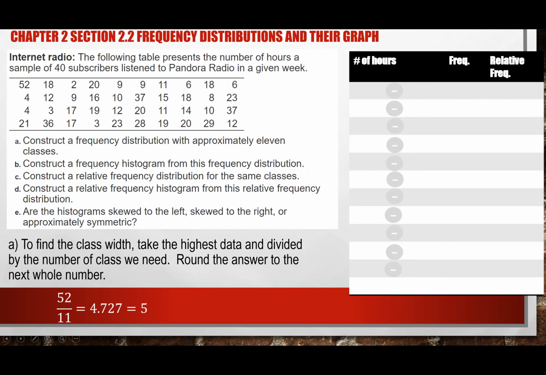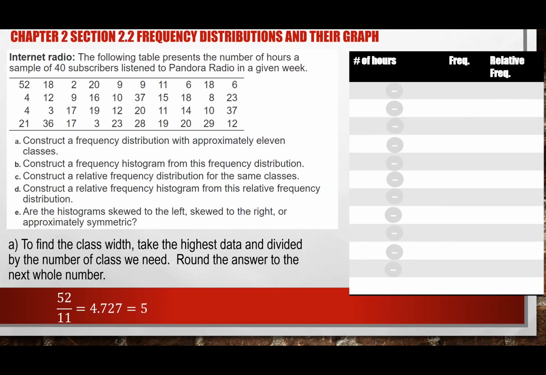The other thing is, for this author, how do we determine the first lower limit? The author basically asks you to look at your data. Whatever the smallest data is, you always go down. If your smallest data is 2, you go down to 0. If your lowest data is, say, 14, you go down to 10. If your smallest data is 9, then you go to 5. So he always likes to start with 0, 5, 10, 15.